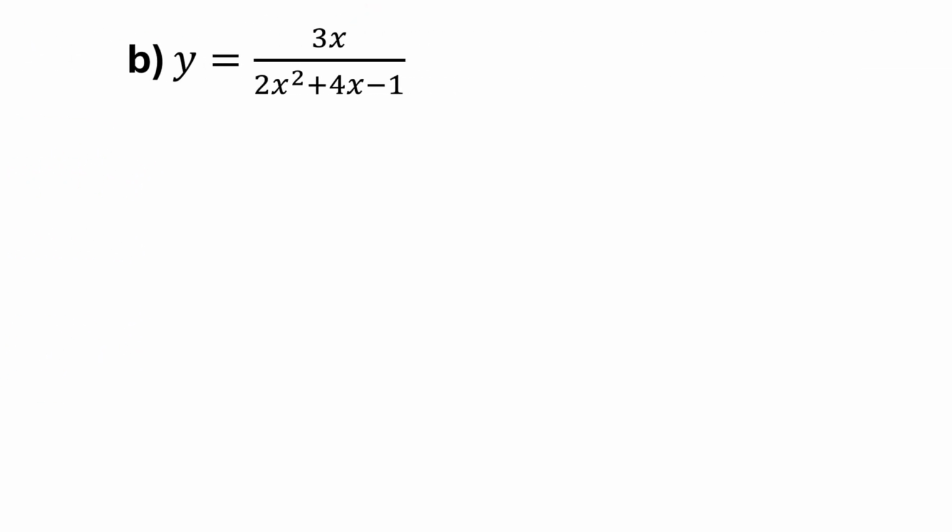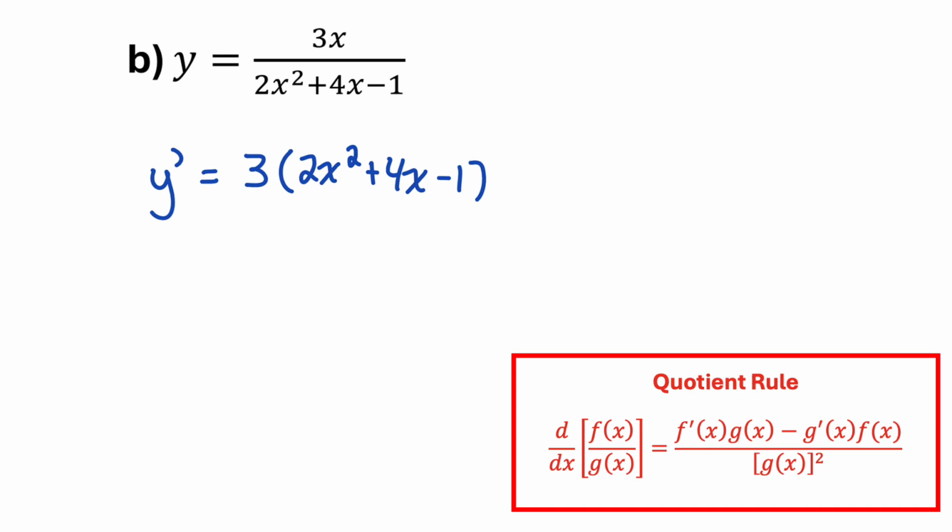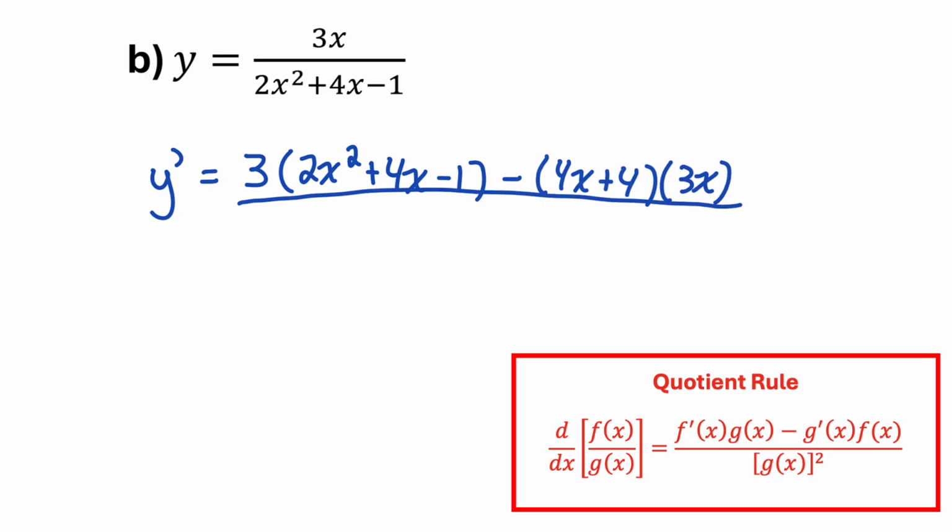Part B, I notice I have 2 functions of x being divided, so I'll need to use the quotient rule. And quotient rule says do the derivative of the top times the bottom minus the derivative of the bottom times the top, all over the bottom squared. So my derivative, y prime, would be equal to the derivative of the top, so the derivative of 3x is 3. That gets multiplied by the function in the denominator, minus the derivative of the bottom function, which would be 4x plus 4, multiplied by the top function, 3x. And that's all over the bottom function squared.